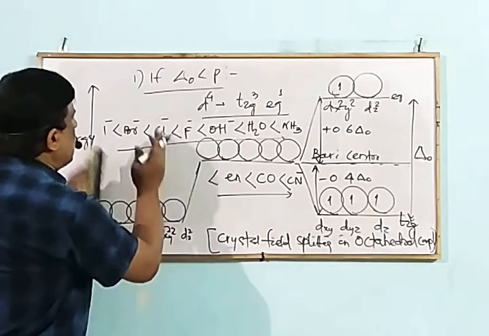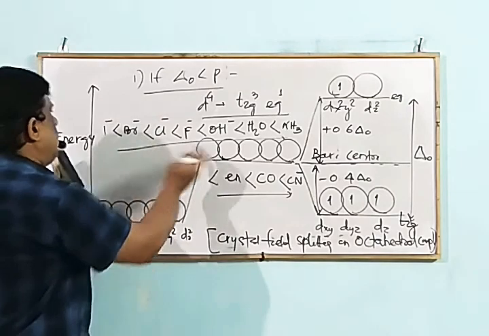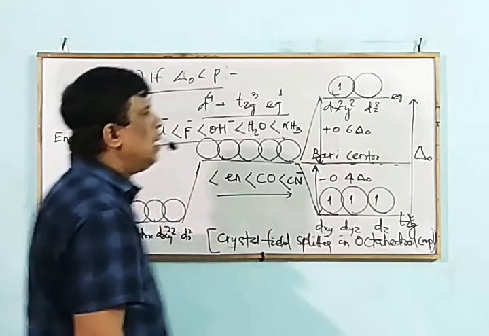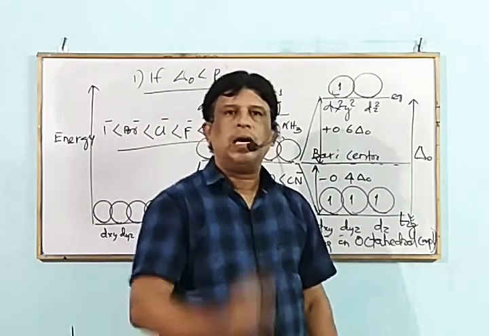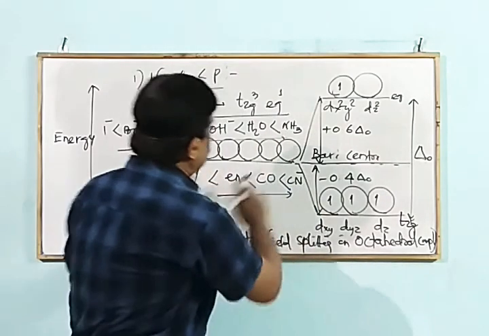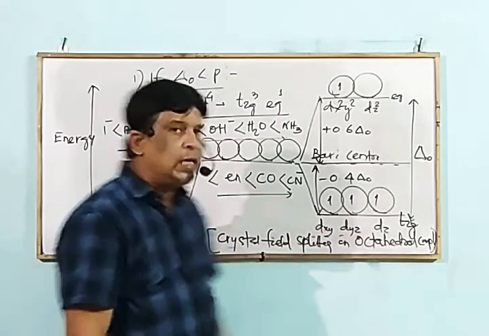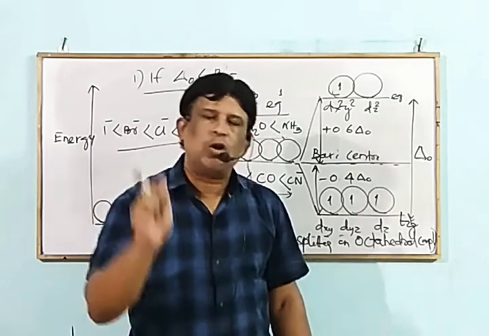So mark that. Those ligands present at the low end, that means at the left side of this series, are known as weak field ligands, while those present at the right end, that means on the right hand side, are known as strong field ligands.